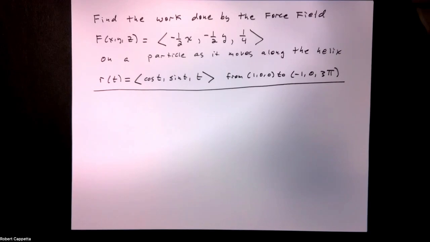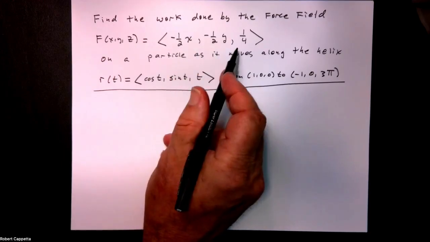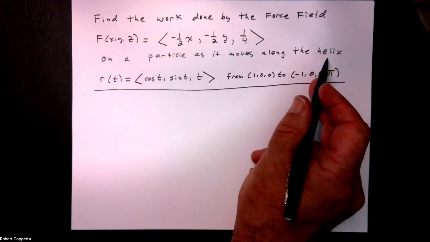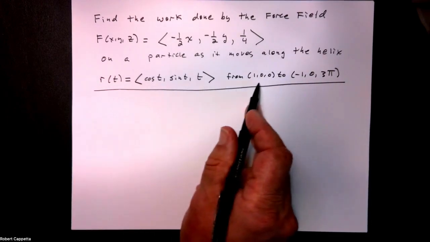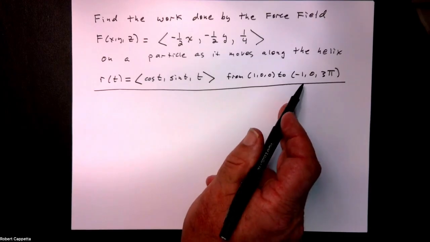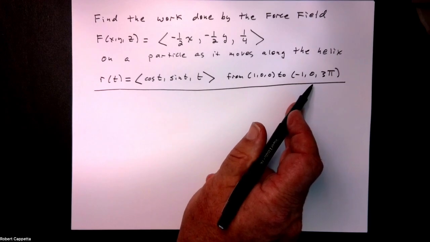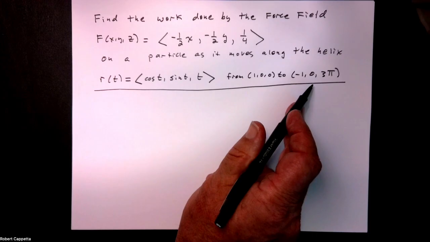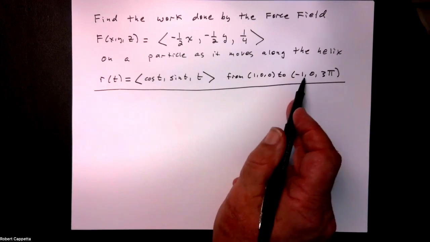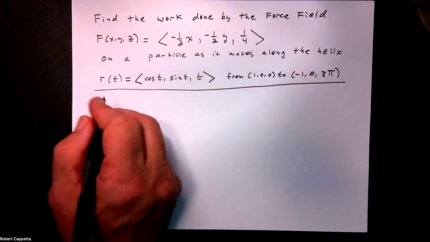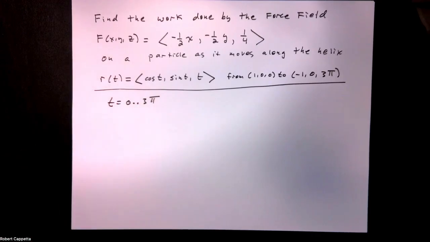And the goal is to find the work done by this force field, F of x, y, z equals negative 1/2 x, negative 1/2 y, 1/4, on a particle that moves along this helix, r of t is cos t, sin t, t, from the point (1, 0, 0) to the point (1, 0, 3π). So if that's the case, can we see what t ranges from? Where is t ranging from? Well, you'll notice the third slot is t, starts at 0, ends at 3π. So that tells me that t ranges from 0 to 3π.